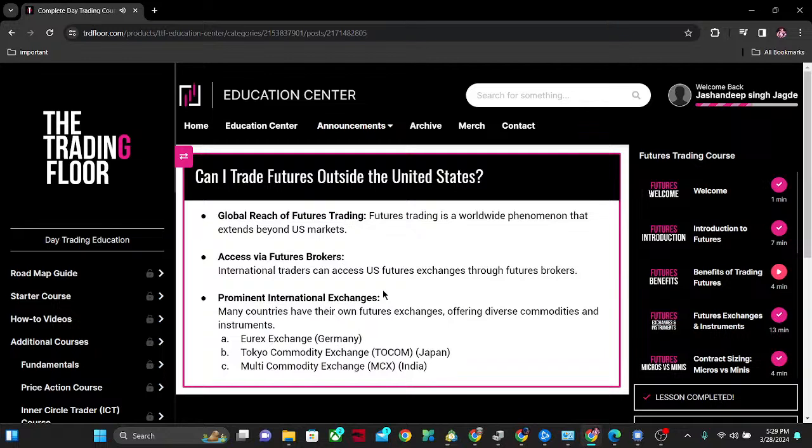Futures exchanges. Additionally, many countries have their own futures exchanges where a diverse range of commodities and financial instruments are traded. Some of the prominent international futures exchanges include the Eurex Exchange in Germany, the Tokyo Commodity Exchange in Japan, and the Multi-Commodity Exchange in India. These international exchanges and access to the U.S. futures exchanges provide a broad spectrum of trading opportunities to traders worldwide.